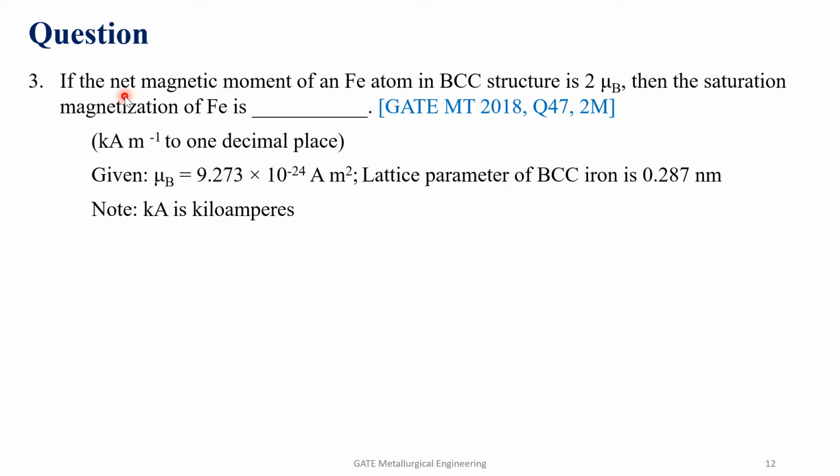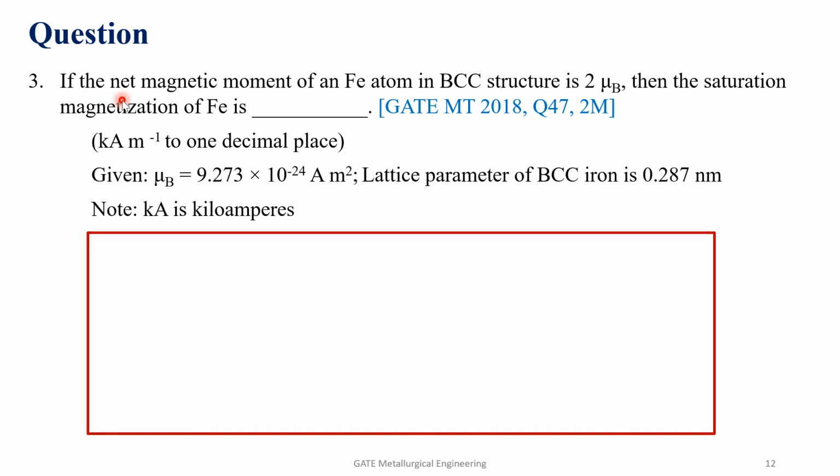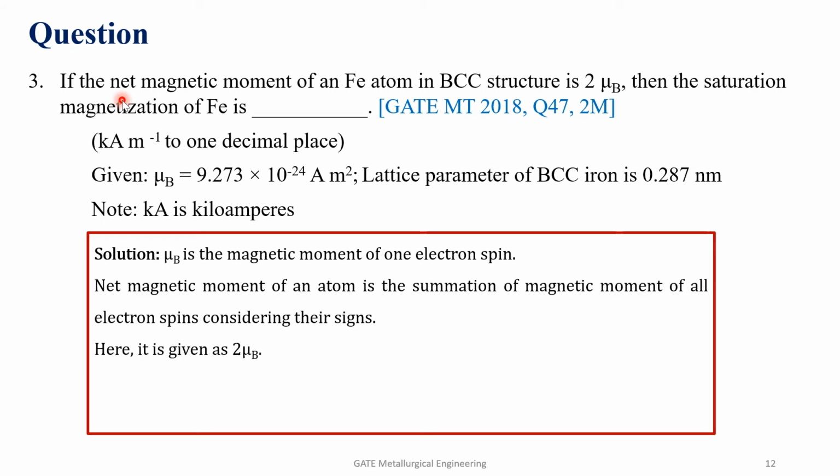So let us read the question once more. If the net magnetic moment of an iron atom in BCC structure is 2 mu B, then the saturation magnetization of Fe is. So here it is given that the net magnetic moment is 2 mu B. So what is meant by mu B? Mu B is the magnetic moment of one electron spin. So if mu B is the magnetic moment of one electron spin, net magnetic moment would mean the summation of the magnetic moment of all electron spins considering their signs. That is given as 2 times mu B.